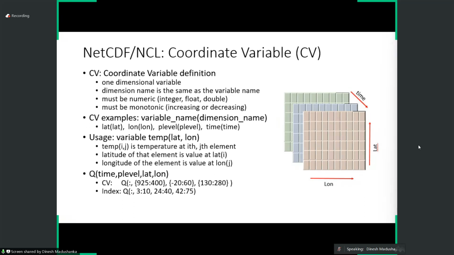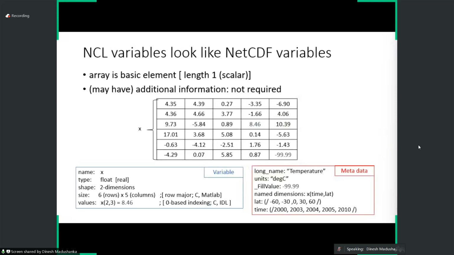So it's about the coordinate variable, then the NetCDF data. So this is the data. Here, if you focus on it, the U is organized like this.